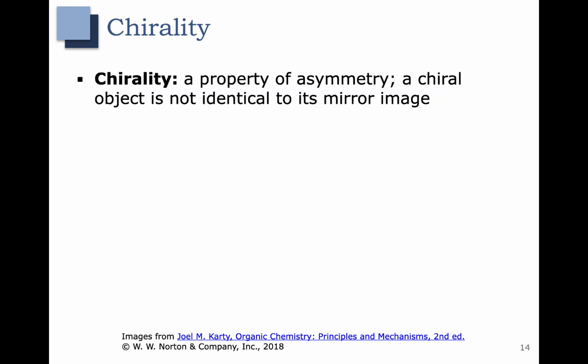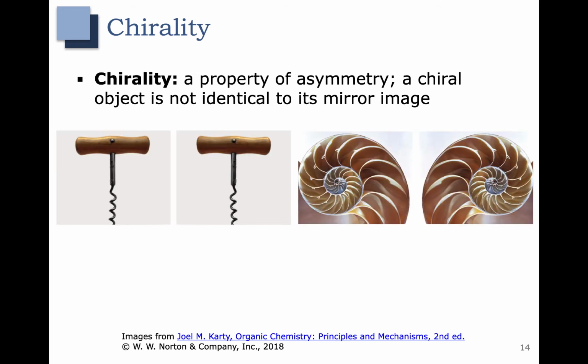The term chirality then means that something has asymmetry. A chiral object is not the same as its mirror image. If we look on the left here, you can see that a corkscrew that goes clockwise is a mirror image of one that goes counterclockwise, but they are not identical. Same thing if we look at the shell here. You can see that this side of the shell is a mirror image, but not identical to this side of the shell. If we apply the concept of chirality to molecules, chiral molecules then have an enantiomer.